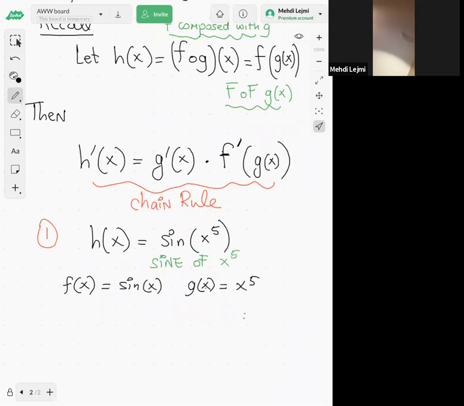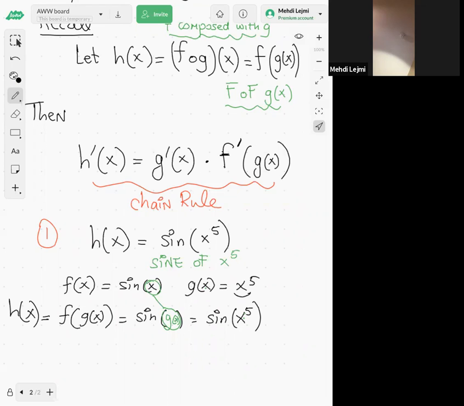would be sine of, so you have to substitute x by g, this x here by g. So that's g of x. And what's g of x? Well, it's x to the power 5. So that's sine of x to the power 5, and that's exactly our h. So what I'm saying here is that my h is the composition of two functions, f and g, right?